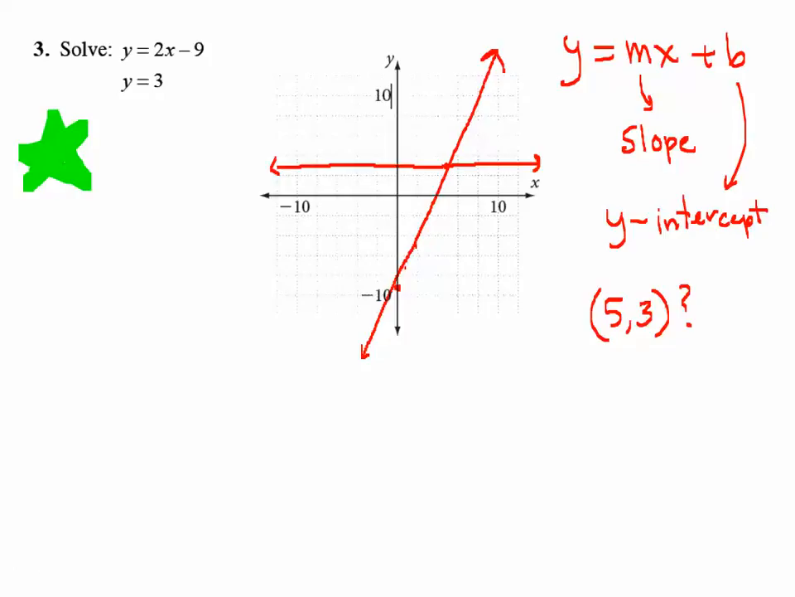So is it 6 and 3? Oh, okay, so it's 6 and 3. Okay, let me just check this out then. As the y becomes 3, I'm going to plug it in here. So 3 equals 2 times the x value, which I know to be 5, minus 9. In this case, that's 10, and 10 minus 9 is not 3.